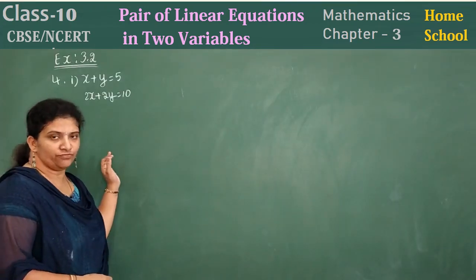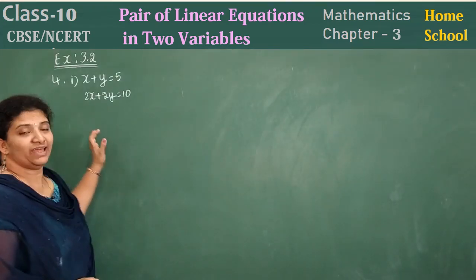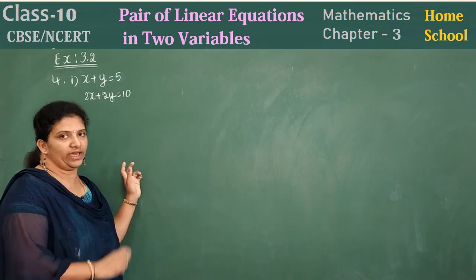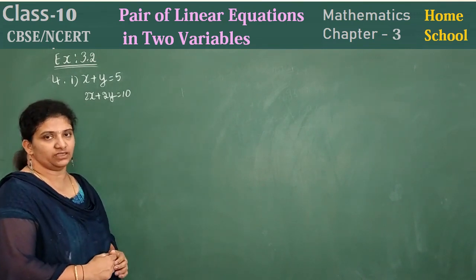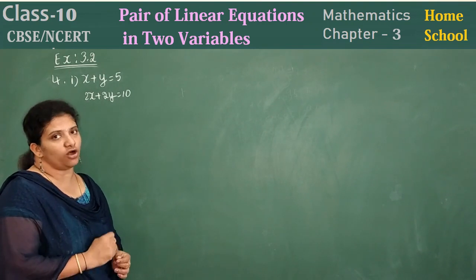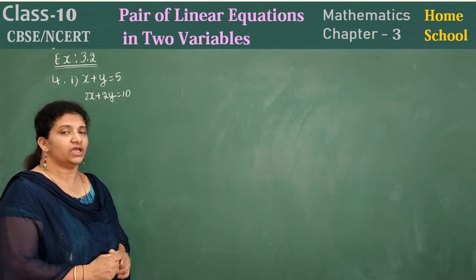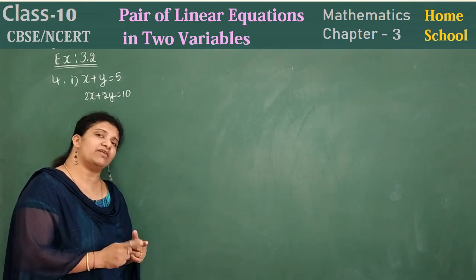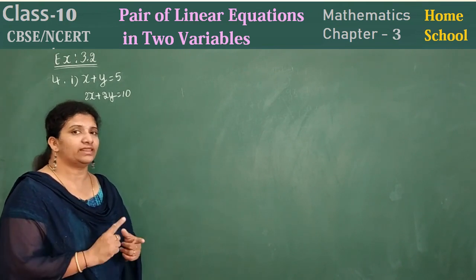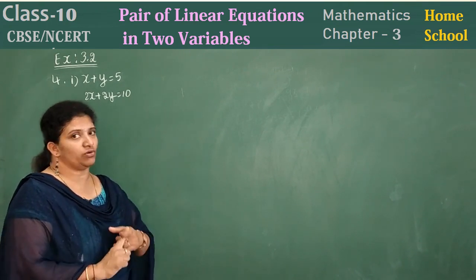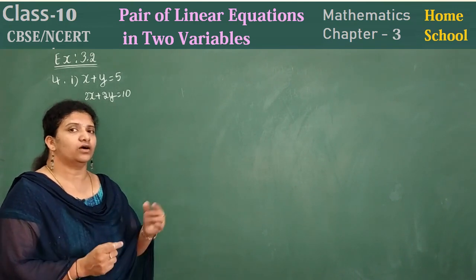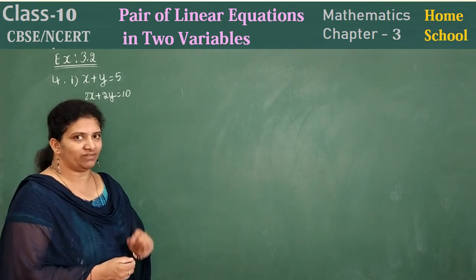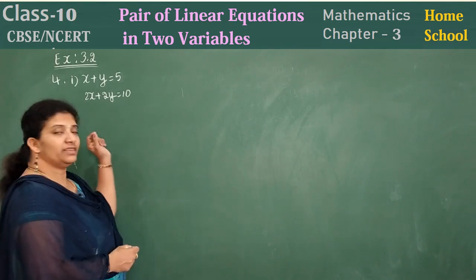Okay, let's see our fourth main. In a pair of linear equations in two variables, see whether they are consistent or inconsistent. If they are consistent, solve graphically is your question. If they are consistent, when will they be consistent, children? When the two linear equations are intersecting, or if the two linear equations are coincident, then only they will be consistent, right? Check the equations.